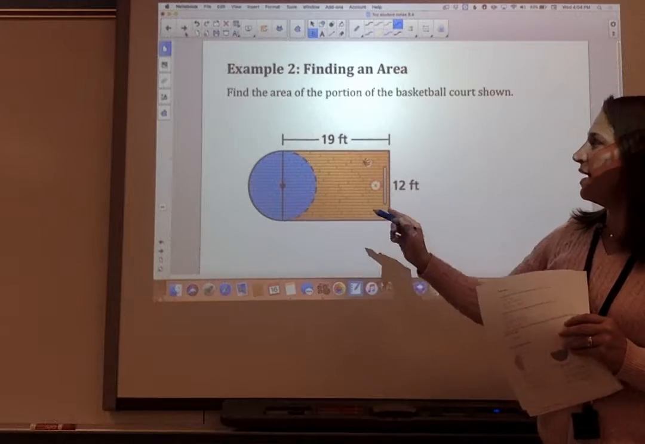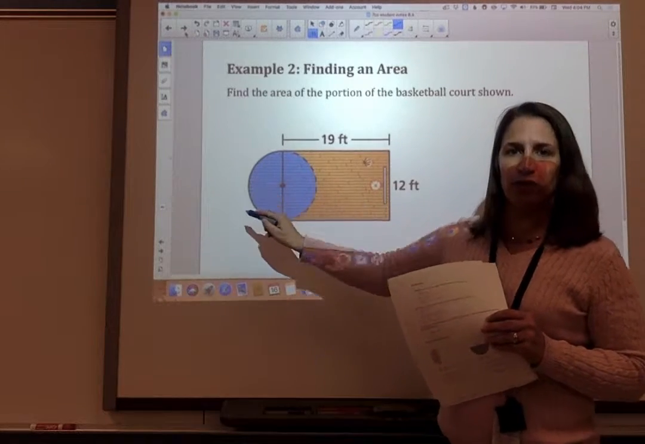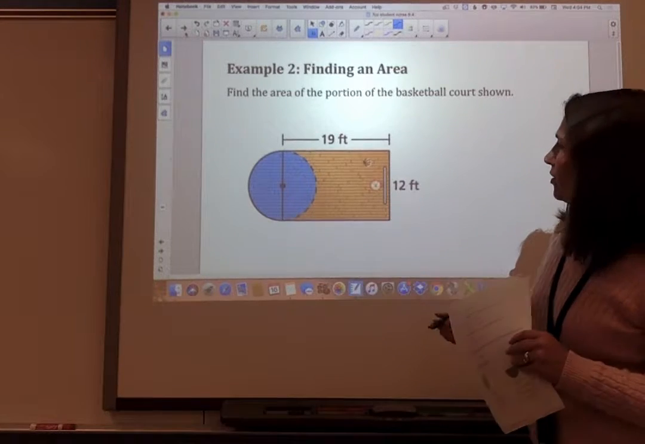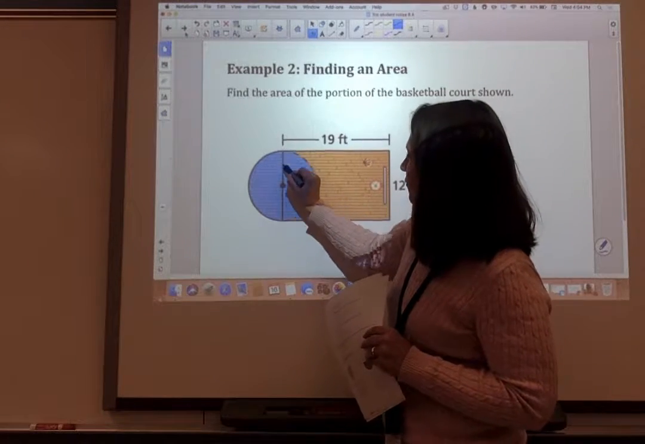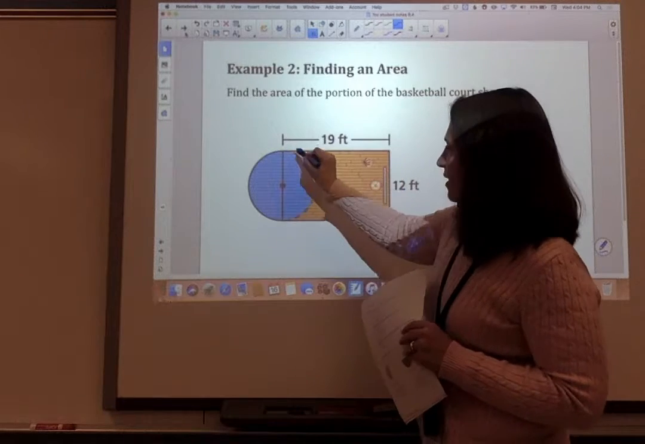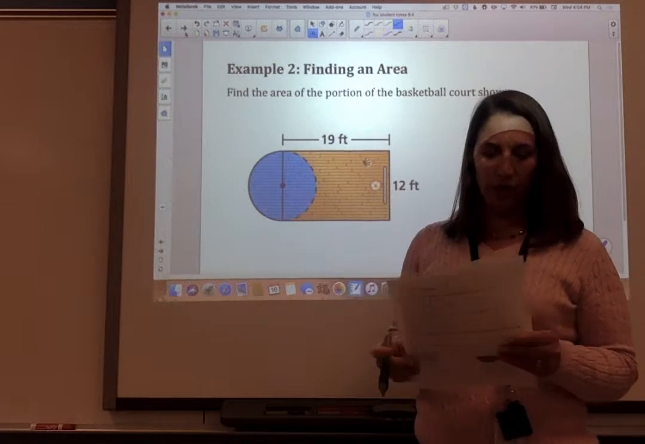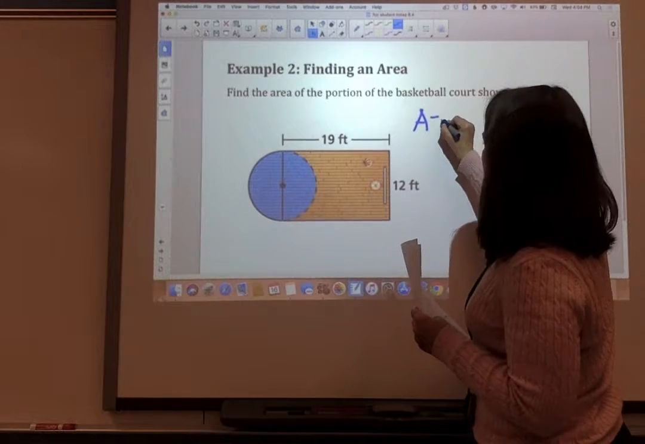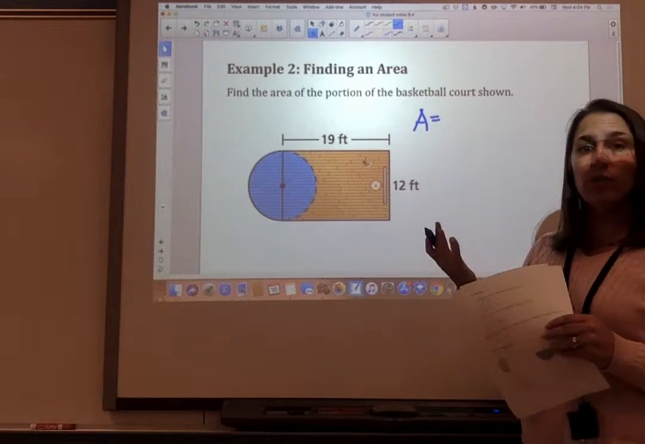Okay, let's look at our next example. Here we're going to find the area of this whole portion, the brown and the blue portion of this basketball court. So it looks like we basically have a full rectangle and a semicircle. So let's go ahead and we want to find the area of this whole thing. So let's start with the rectangle.